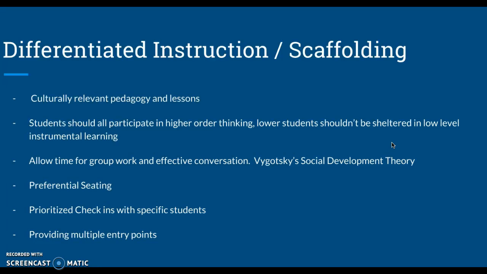All right, allowing time for group work and effective conversation. This goes back to Vygotsky's social development theory, where he said that the most meaningful learning takes place in a community setting. And this also increases the zone of proximal development, which he talked about as well. Preferential seating. So this would be differentiation for our students who need a little more guidance. This could be students with IEPs, students with 504s, whatever it is. Giving them preferential seating close to the board, close to the teacher's desk could help them out a lot.